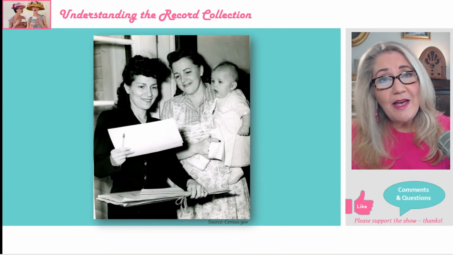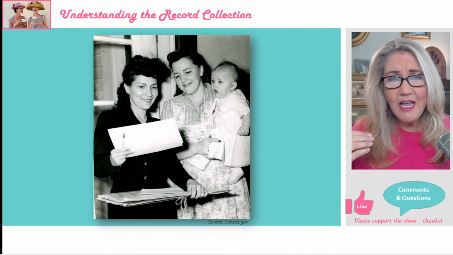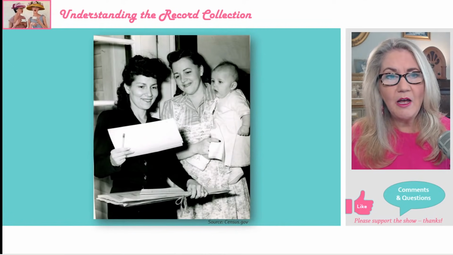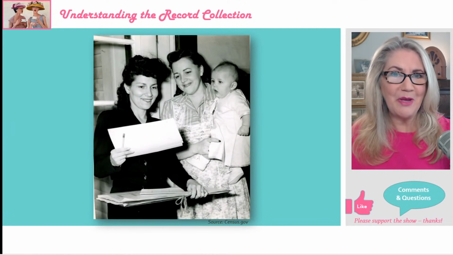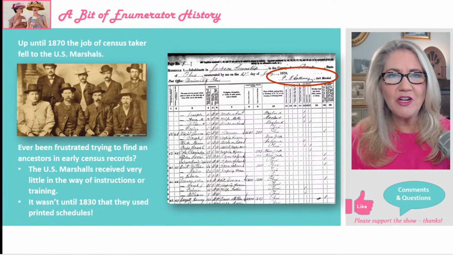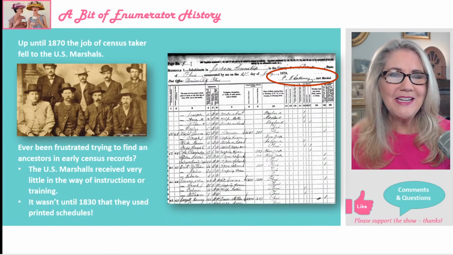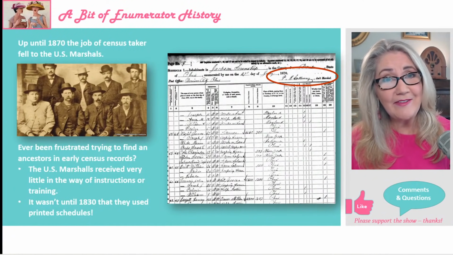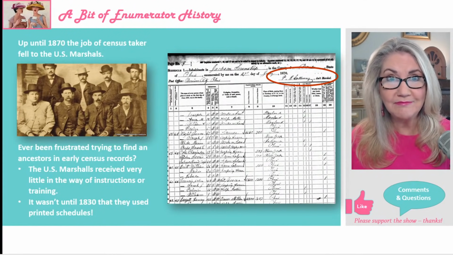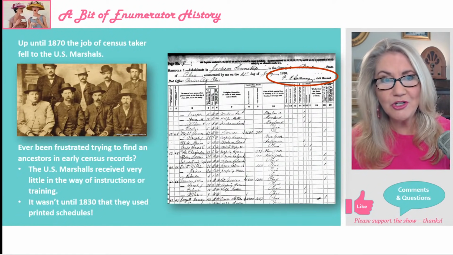Now, as we've talked about in past videos here at Genealogy Gems, it's really important to understand the collection that you're working with because that helps you better interpret what you're looking at, okay? So I just want to touch on a little bit of the history in terms of enumerators. It was really interesting to discover up until 1870, the job of census taker was actually held by the U.S. Marshal. That's interesting. So they didn't go out and hire enumerators. It was just the marshal's job.